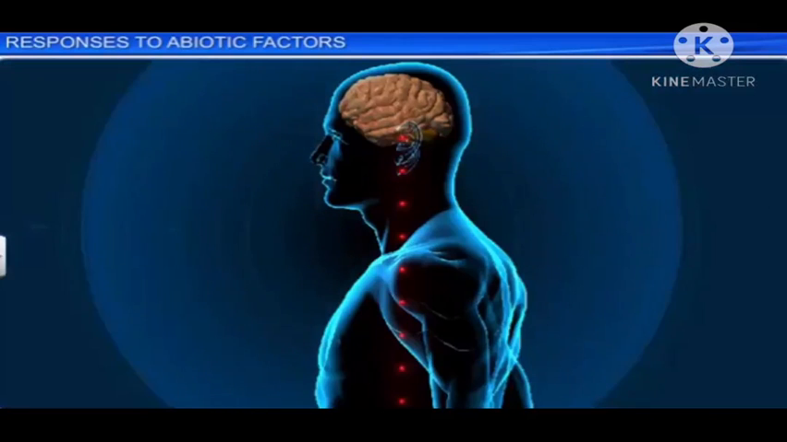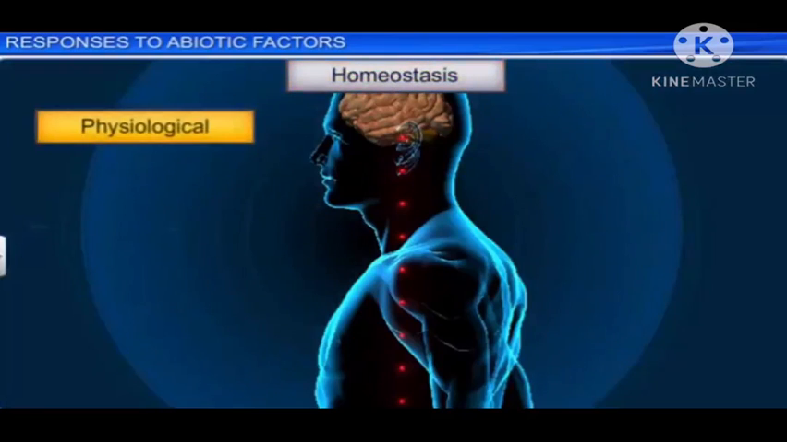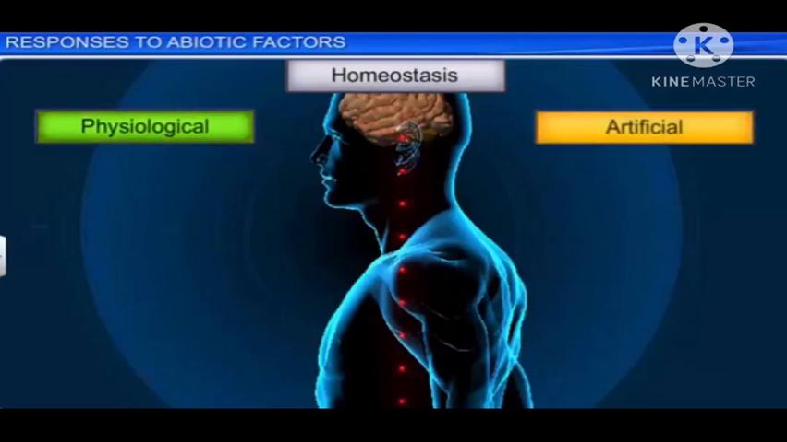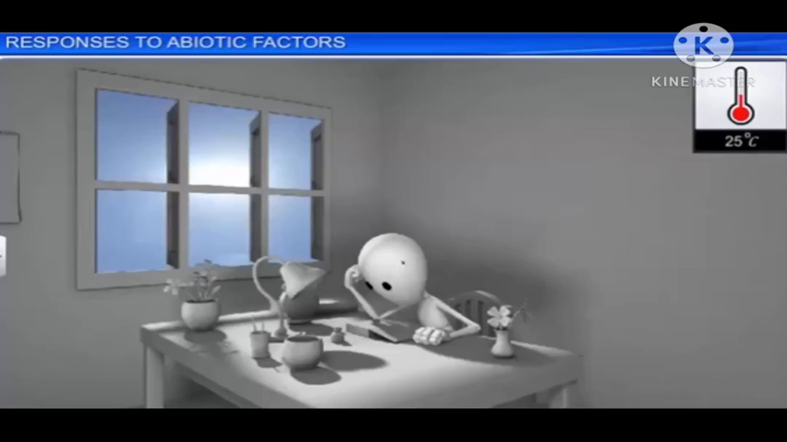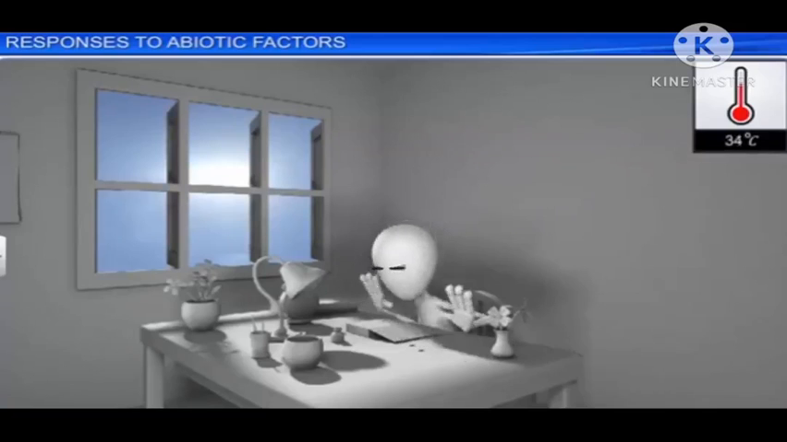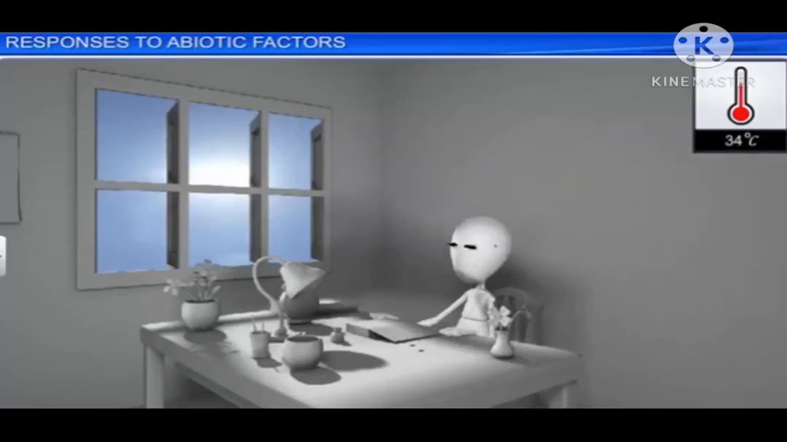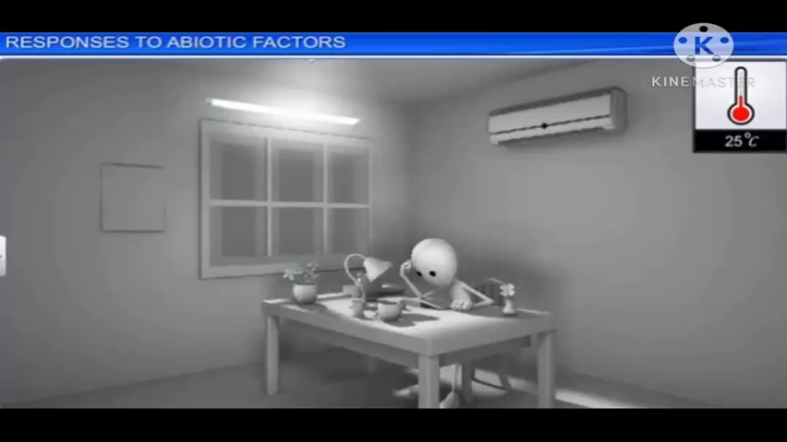Although organisms achieve homeostasis through physiological means, it can also be achieved through artificial means, which is best seen in human beings. Consider that you can study well when the temperature is around 25 degrees Celsius. But in summer, the heat makes you lethargic and hence you are unable to concentrate. By simply using an air conditioner or a cooler, you can make your external environment pleasant so that you can perform better.